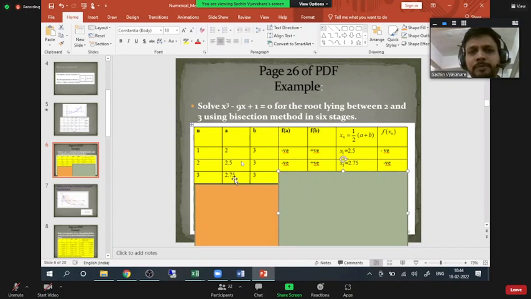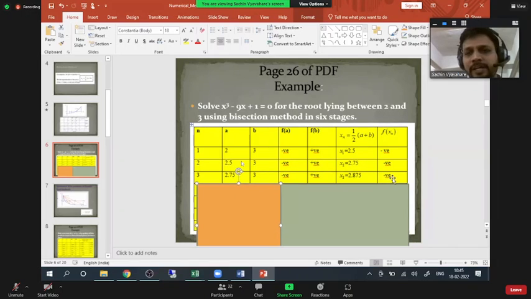It is 2.75 to 3 because f of 2.75 is negative, f of 3 is positive, and the root is there. So the next value will be 2.75 plus 3 upon 2, which is 2.875. So f of x3 you have to calculate on the calculator. Now again it is coming negative. Right now it is continuously replacing only a, but sometimes it may replace b also depending on the graph of the function. So the new interval reduces to 2.875 to 3, and so on.